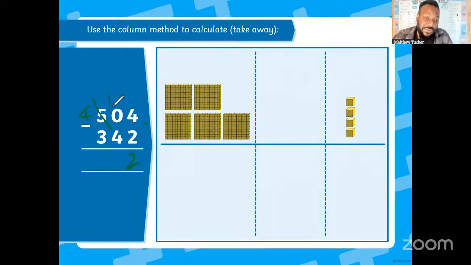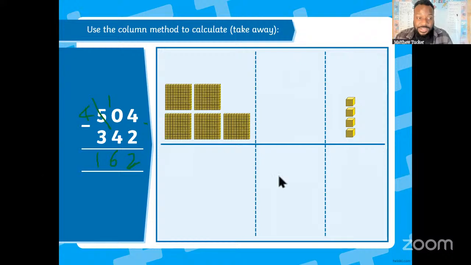Now 4 take away from the 10. Now this is easy because it's knowing your number bonds. 4 bonds with what to make 10? Bonds with 6, isn't it? So that means 6 is the difference between 10 and 4. So 6 goes down. 3 take away from 4, 1. There we go. 162. Let's go.